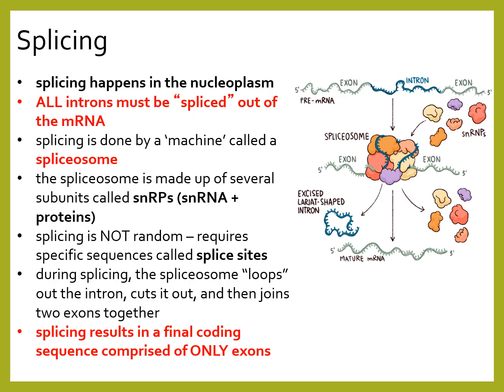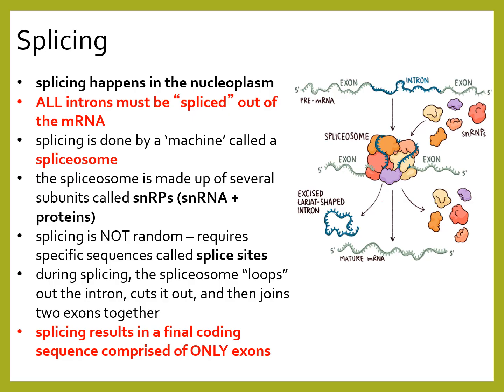And splicing is not a random process. It requires specific sequences called splice sites. These splice sites are found where an exon and an intron meet one another, so that the spliceosome knows where the introns are. During splicing, the spliceosome is going to recognize these splice sites, bind to them, loop out the intron, form a little lariat structure, cut it out, and then join the 2 exons together.